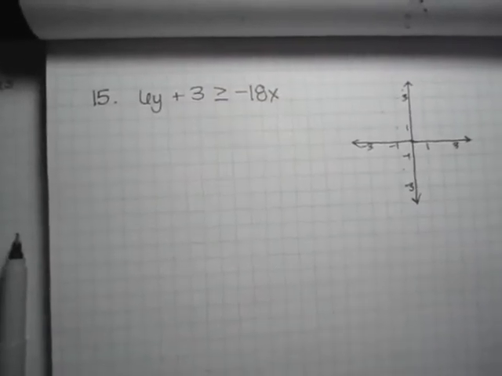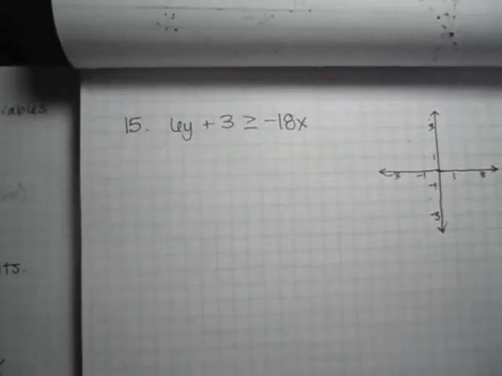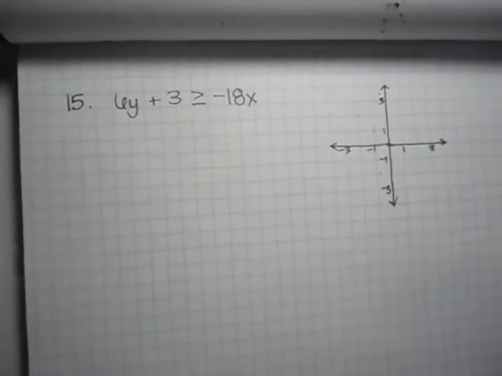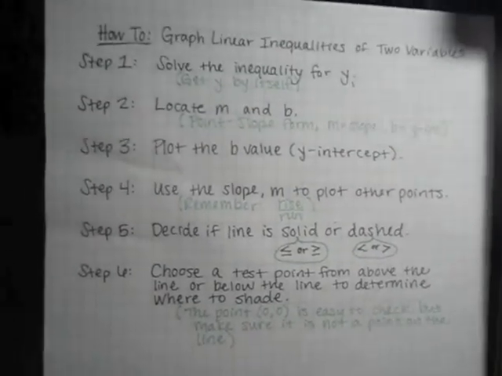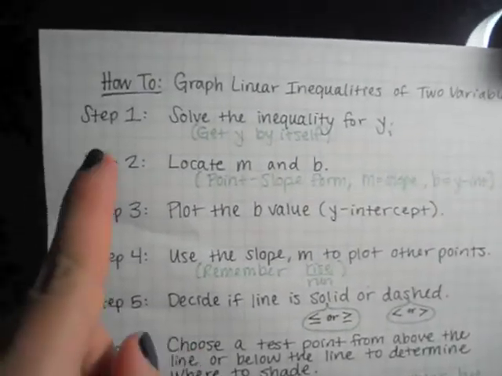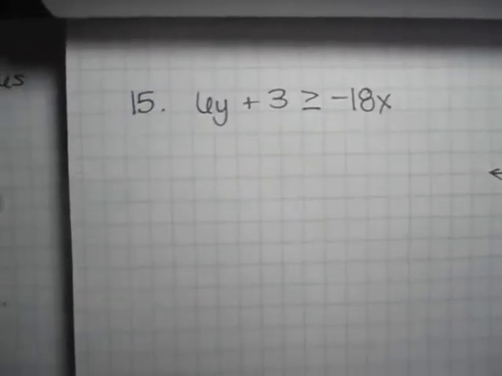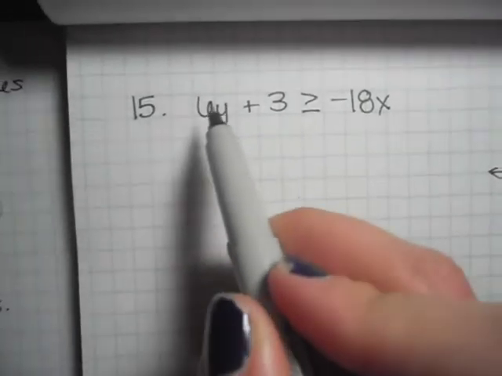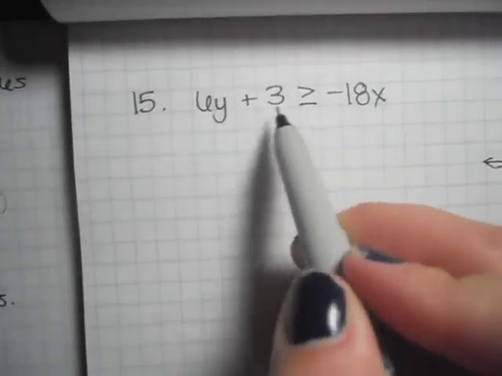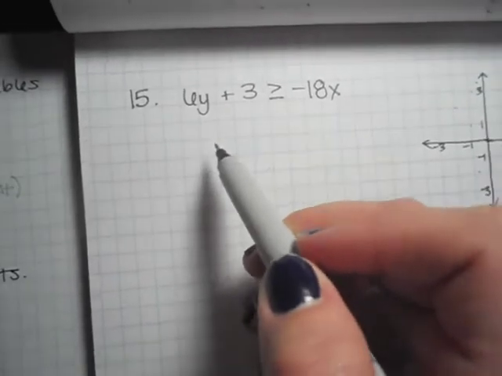Now we're looking at number 15. 15 also says to graph the inequalities, so we will be using the same 6 steps. Okay? Step 1, solve the inequality for y. Get y by itself. Well, right now it's not by itself. It's being multiplied by 6 and it's being added to 3.